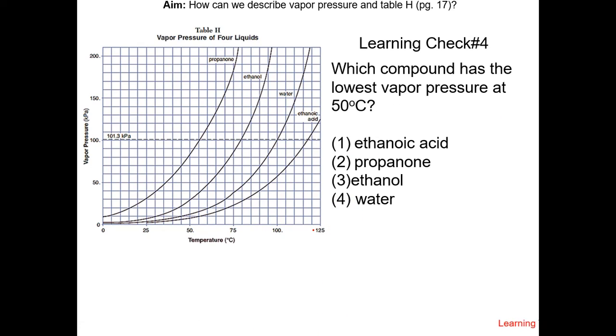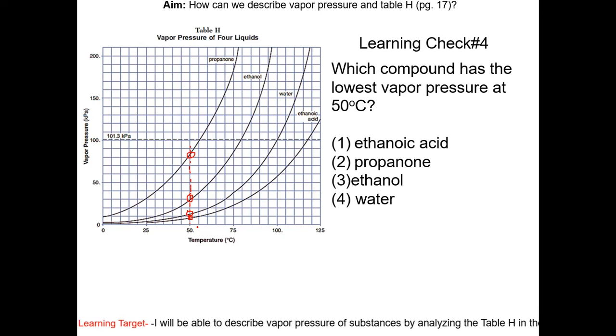Learning check number 4. Which compound has the lowest vapor pressure at 50 degrees Celsius? Pause the video and resume once completed. At 50 degrees Celsius, I'm going to circle the vapor pressure of each substance. As you can see, ethanoic acid has the lowest vapor pressure. The answer is choice 1.